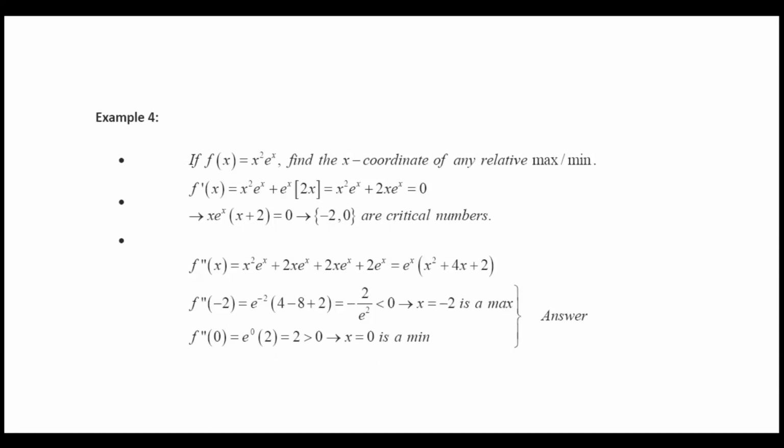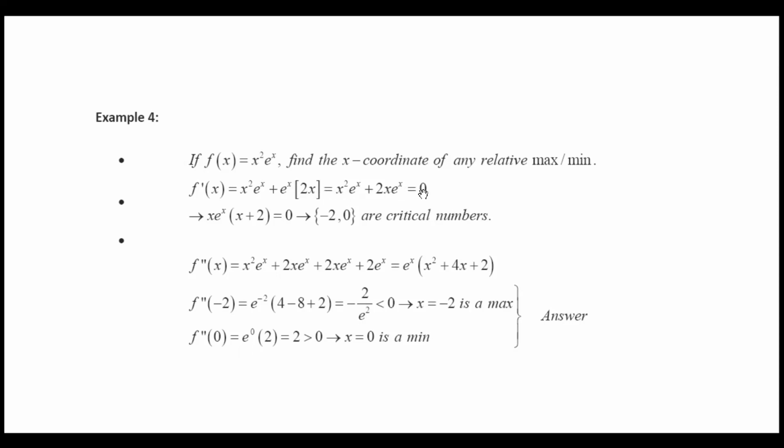Now, example 4 is x squared e to the x, same directions, find the x coordinate of any relative max min. So we'll take the first derivative now. In this problem, this one's a little harder. We've got to use the product rule. That's one of the reasons we're giving this. We don't want all the problems to seem too simple. So we have first times derivative second plus the second times derivative first, and that gives us this.